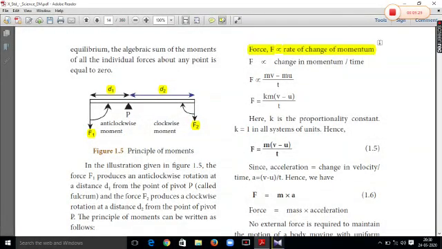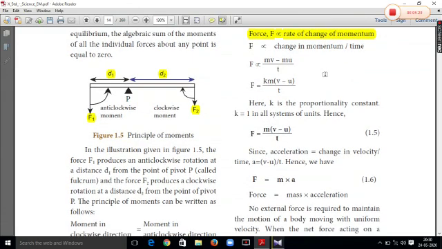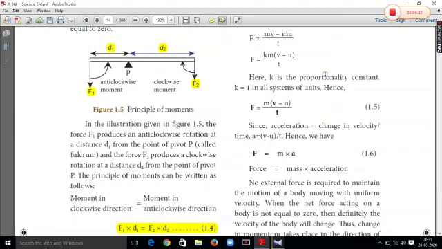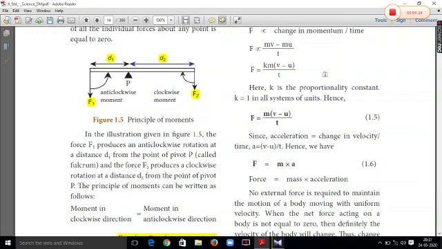F is proportional to change in momentum by time. Change in momentum is equal to mv minus mu. So, F is proportional to (mv minus mu) by t. Here m is common, so let us take it out. Then F is proportional to m(v minus u) by t. Now, remove the proportional sign. Now, F is equal to km(v minus u) by t. Here k is the proportionality constant. When you substitute k equal to 1, then F is equal to m(v minus u) by t.